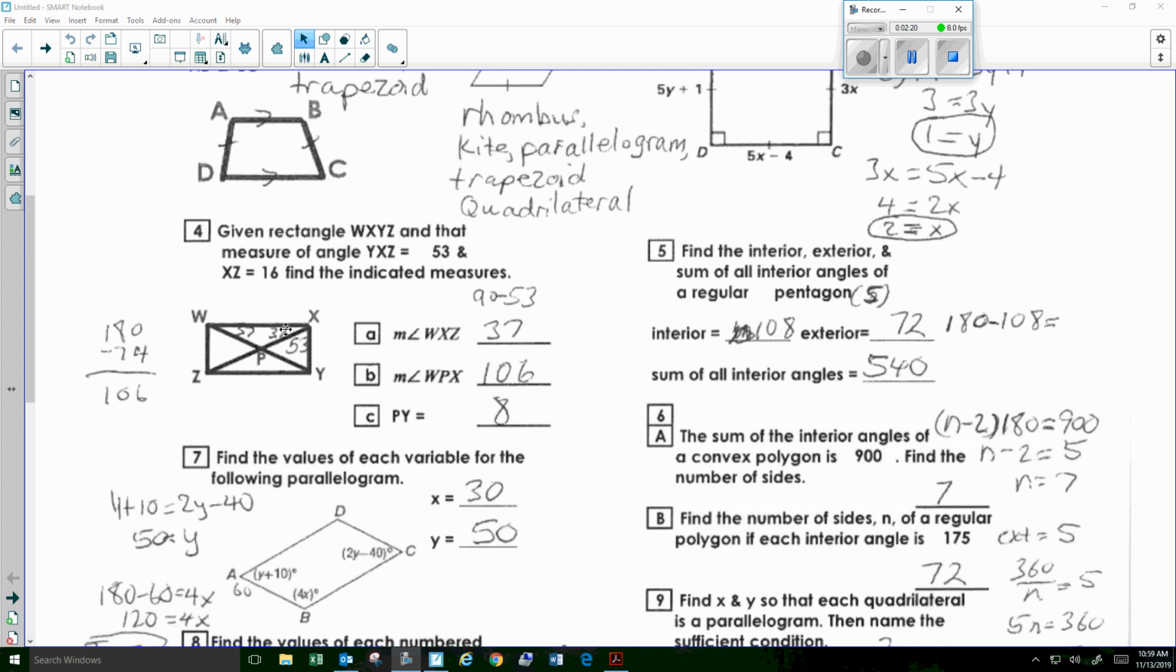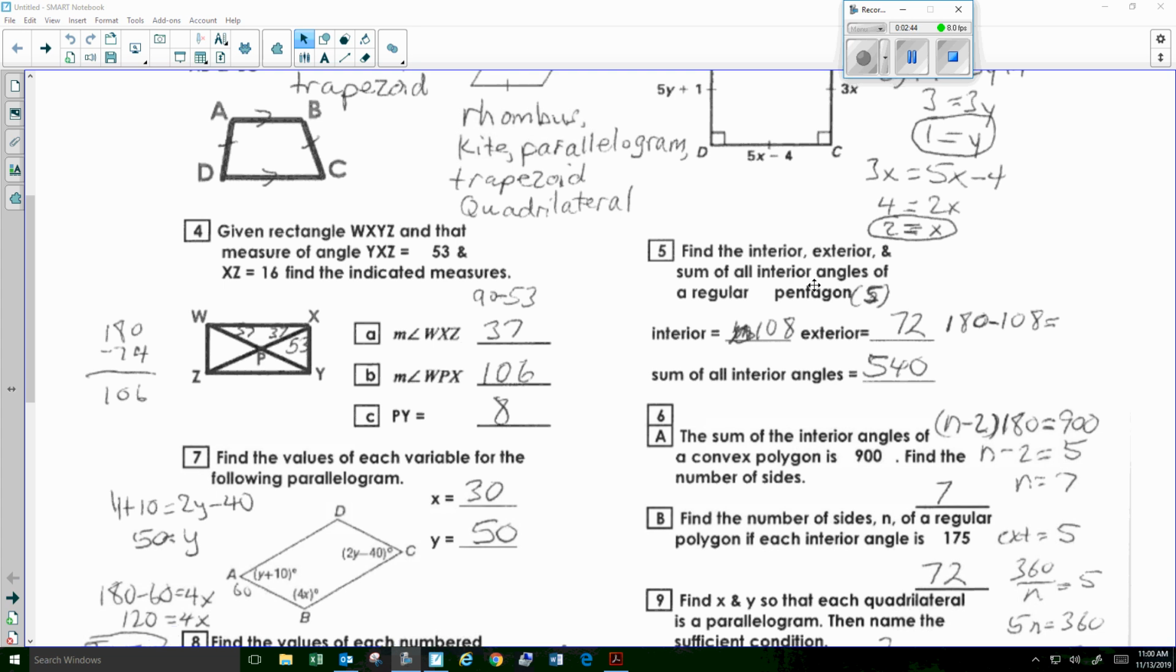So then we can add that, that's 74, and subtract, and then we have this triangle right here to get this angle. 180 minus 74 is 106. And then since this told me XZ is 16, that makes WY also 16, because in a rectangle the diagonals are congruent. You need to have that memorized. And they only want the distance from P to Y, which is half of that. So half of 16 is 8.